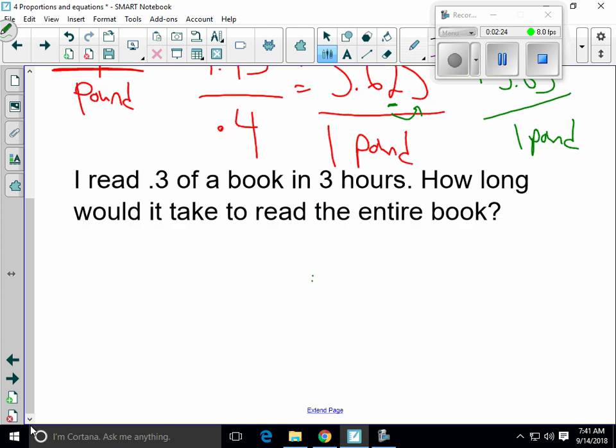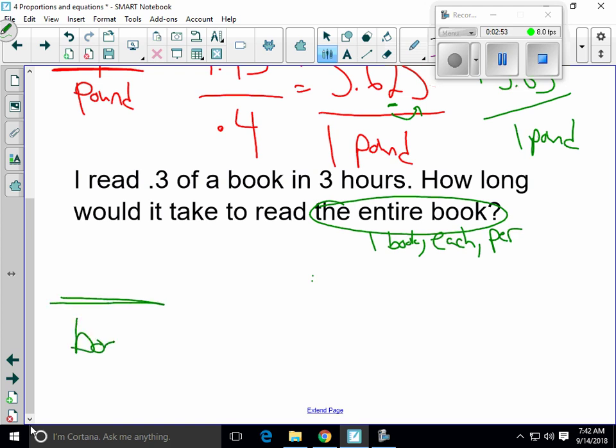Okay, and one more review question. Again, these should look similar as you're doing them, but the numbers are slightly different than last time. I read 3/10 of a book in 3 hours. Now I'm reading the important part, the last sentence. How long would it take to read the entire book? I'm trying to read one book. Or they may say each book, or they may say per book. I'm trying to figure out the unit rate for one book. I'm going to put books in my denominator. The other unit that I'm worried about is hours. So it's how many hours for one book?